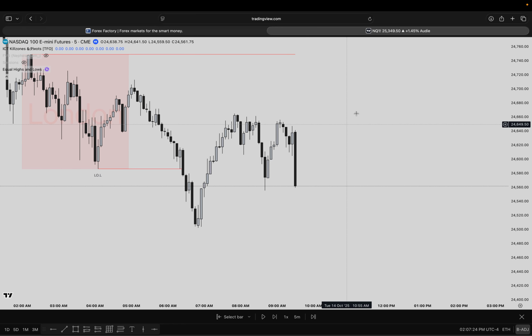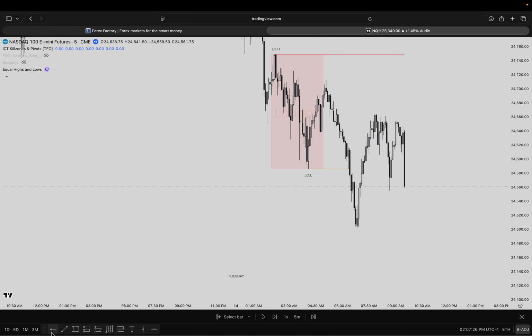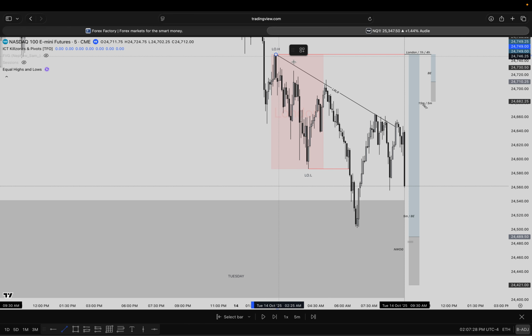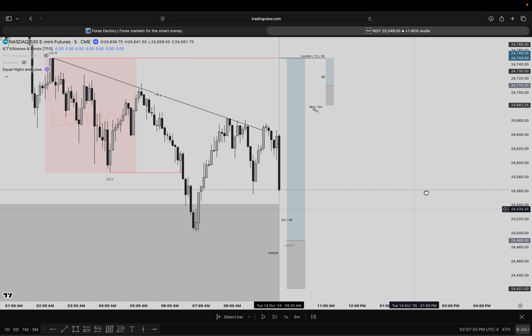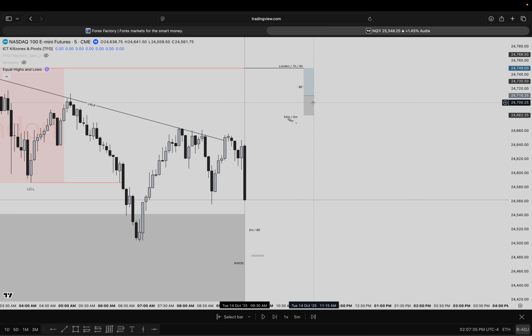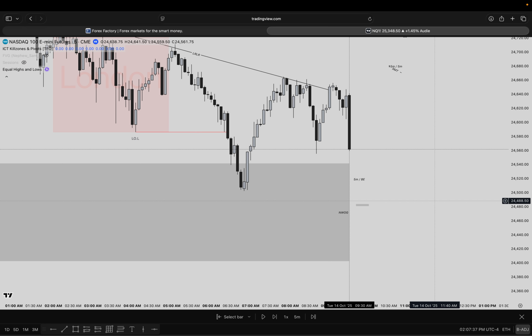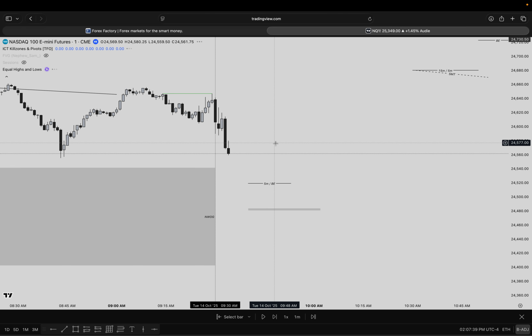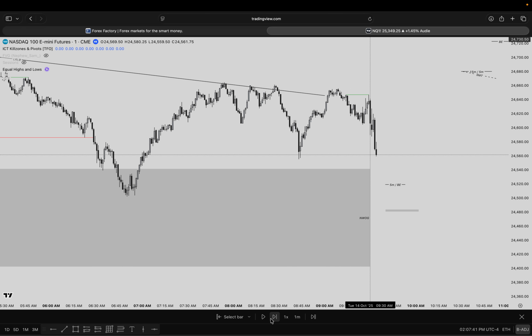All right, so market opens, we dump. We have a beautiful trend line right here. Oh, I already have that marked out. Look at that. It's just perfect. Let me remove these. All right, so if we run through this, we sweep this low here.